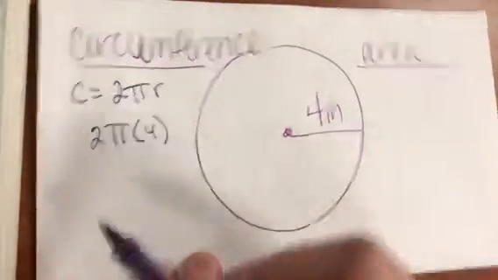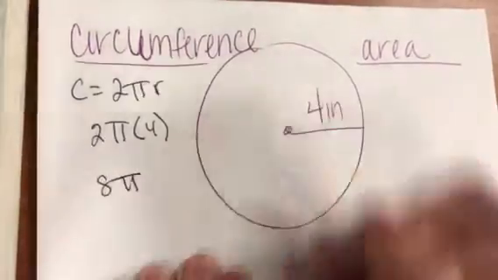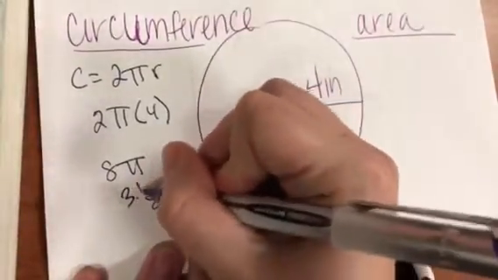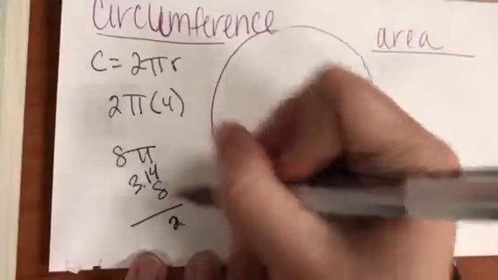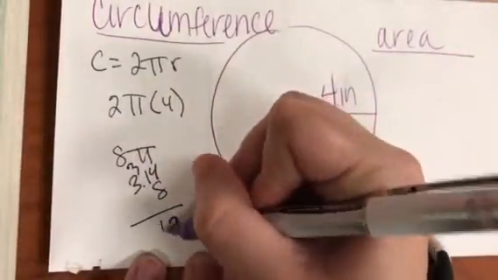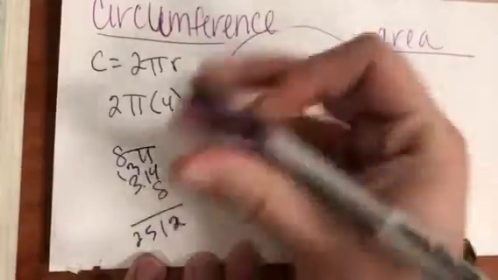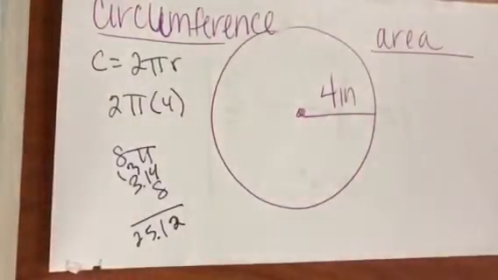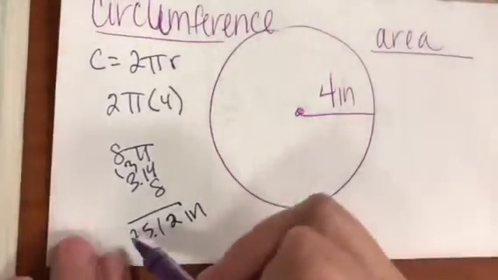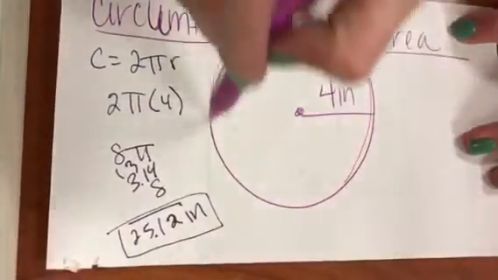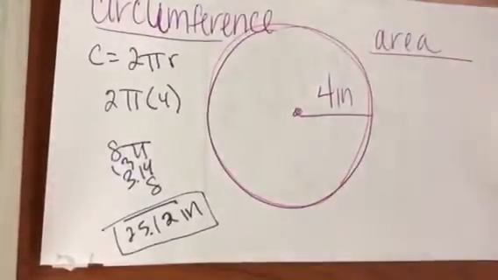2 times 4 is 8. So 8 times pi, which is 8 times 3.14. 8 times 4 is 32. 25.12 with your calculator. So it's 25.12 inches is your circumference, which is the distance around the circle. So that means it's 25.12 inches around the circle. That doesn't seem too bad, does it? You just got to plug everything in and solve.